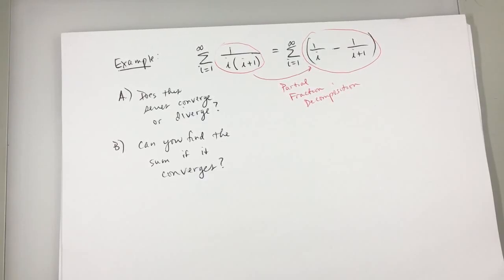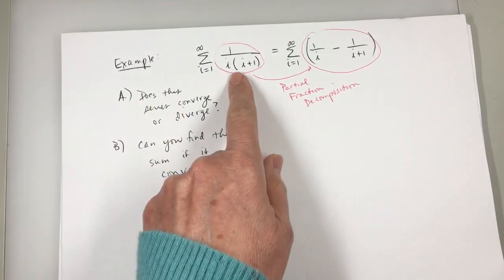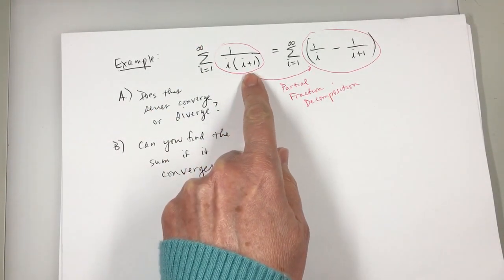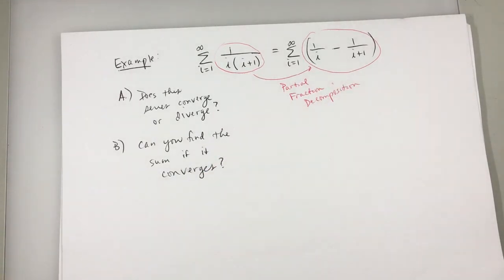So here is a problem that I want to work. I've taken this series, i goes from 1 to infinity, 1 over i times i plus 1, and I've split it up into subtraction of two fractions. We're using partial fractions, yes. Why do you want to use partial fractions?